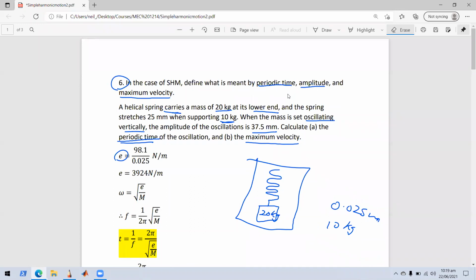Okay? Let me just verify. So we have one spring that has 20 mass and our next spring that has 10 kg mass. No, it's the same spring. It's just one spring at different points in time. Before we set up this 20 kg, they tested the spring, and it stretches 25 millimeters when supporting 10 kgs. Oh, okay. So before they put on this mass, they were testing the spring.